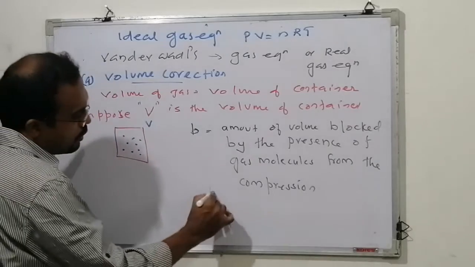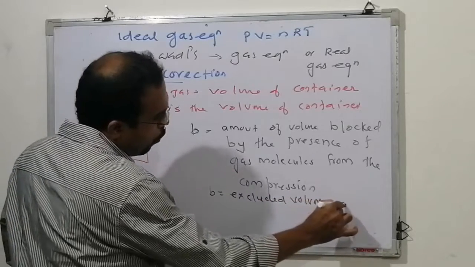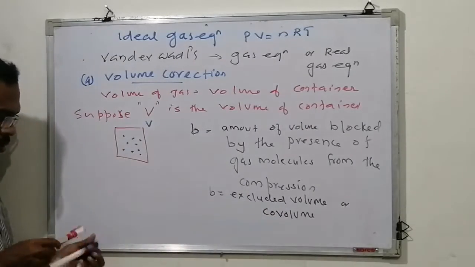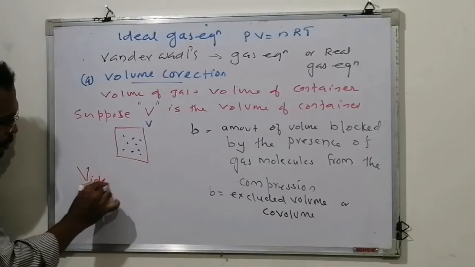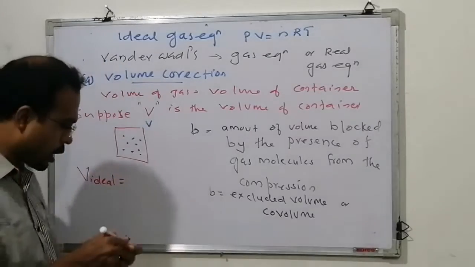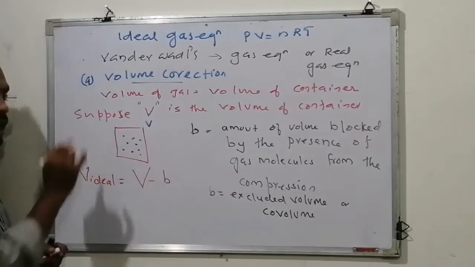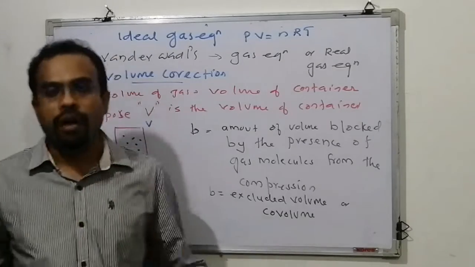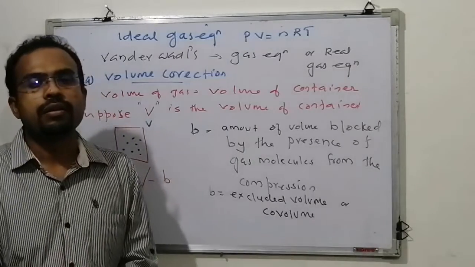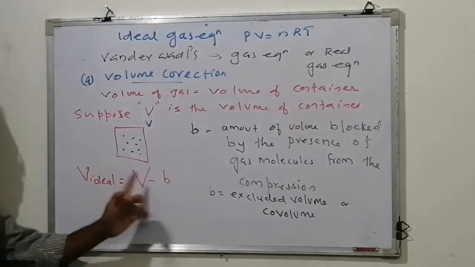This B is called the excluded volume or co-volume. Therefore, V ideal, that is the volume available for the compression of gas, is equal to V minus B. What is V? Volume of the container. What is B? Excluded volume. And this much volume is the volume available for compression. Therefore, this is the volume correction. Agree? This is the volume correction.